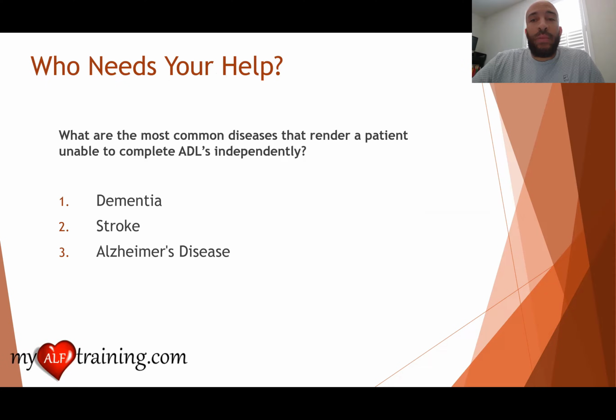Now, who needs your help with completing their ADLs? In an assisted living facility or just throughout America, some of the most common diseases that render a patient unable to complete their ADLs independently, which as an end result leads to them being in an assisted living facility or hospitalized or just some type of caring environment where they need assistance, are these three diseases, which you will most commonly see: dementia, patients who have had a stroke and are just trying to live their life with the residuals of that stroke, and also Alzheimer's disease. So these are the most common diagnoses that you will likely be encountering in the patients that you care for who need your help to complete their ADLs.